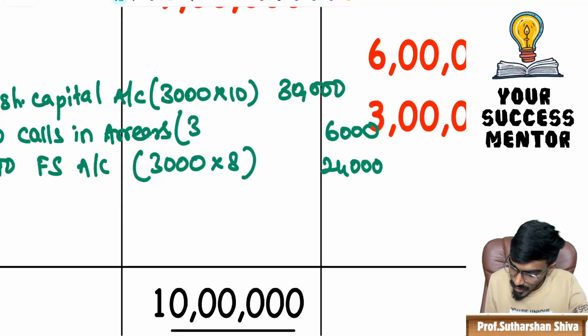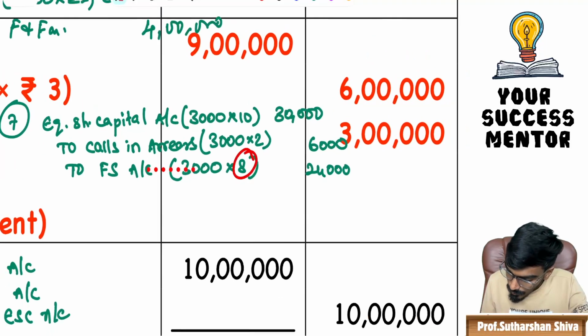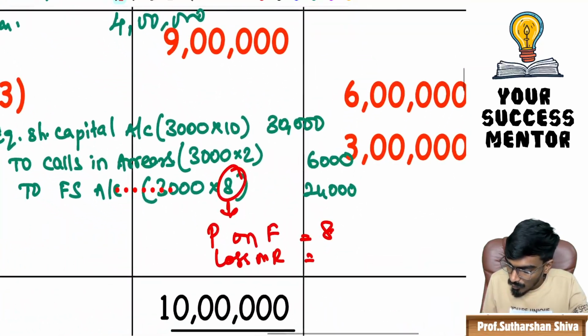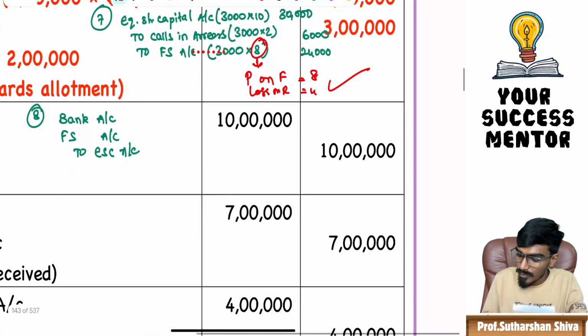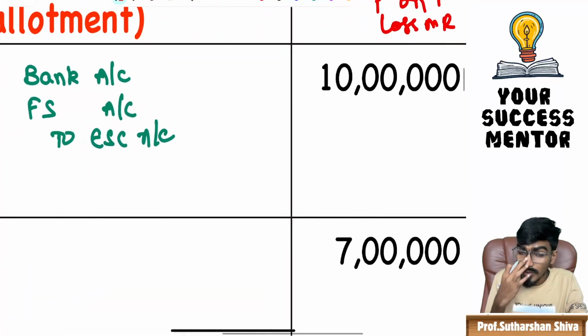8 rupees I'm enjoying. Correct? So profit on forfeiture is rupees 8. Loss on reissue is just what? 4. So I can go for a reissue. There is nothing in the Companies Act against the reissue part. Now what we need to do?